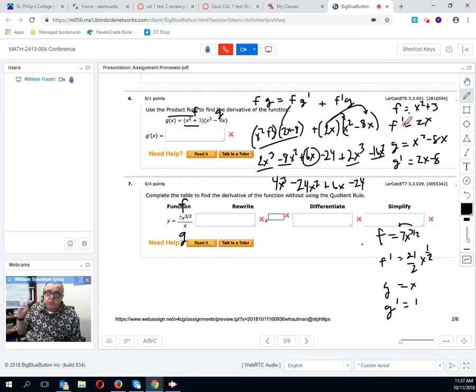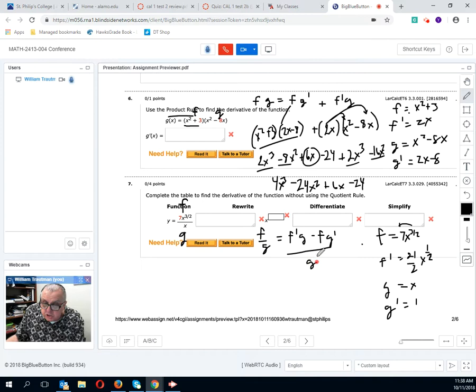So going to the quotient rule on our formula sheet, here's the quotient rule. If I have f divided by g, I get f prime g minus f g prime, all divided by g squared. So I'm going to start off with f prime, 21 over 2 x to the 1/2, times g, which is x, minus f, 7x to the 3 over 2, times g prime, which is 1.